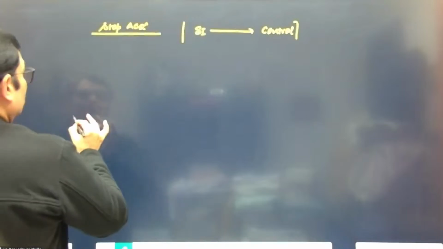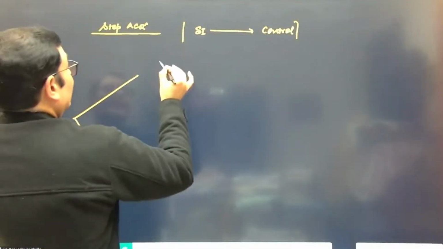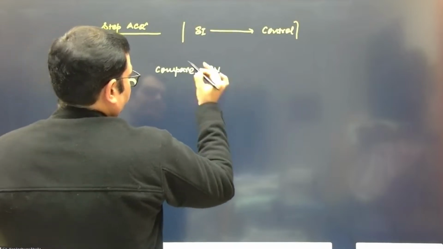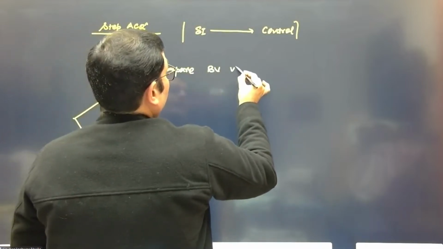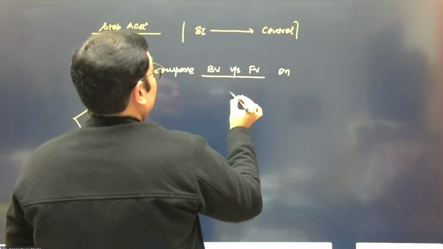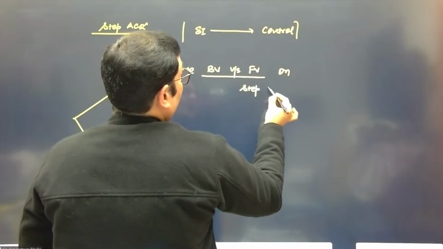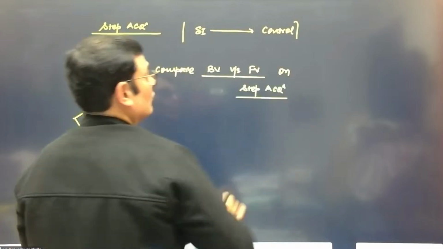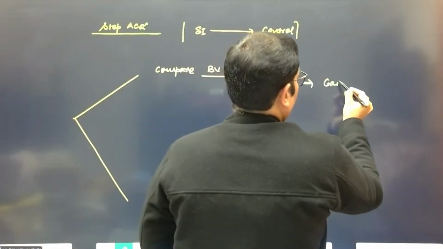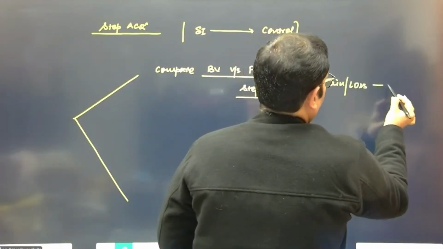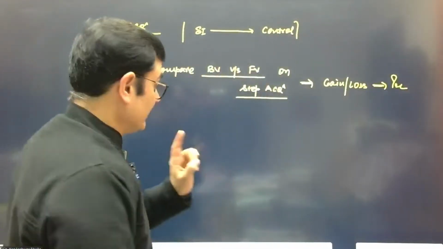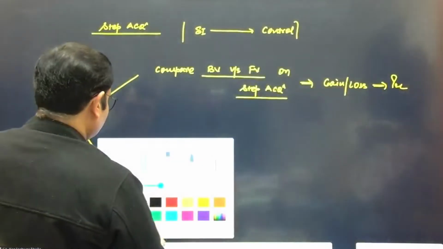Number one, the first thing I need to do is compare the book value versus fair value on the step acquisition. In this particular case, if there is a gain or a loss, that gain or loss will be taken in the profit and loss for sure. But there is another thing which I said I'll talk about later. What is the other thing I need to see?